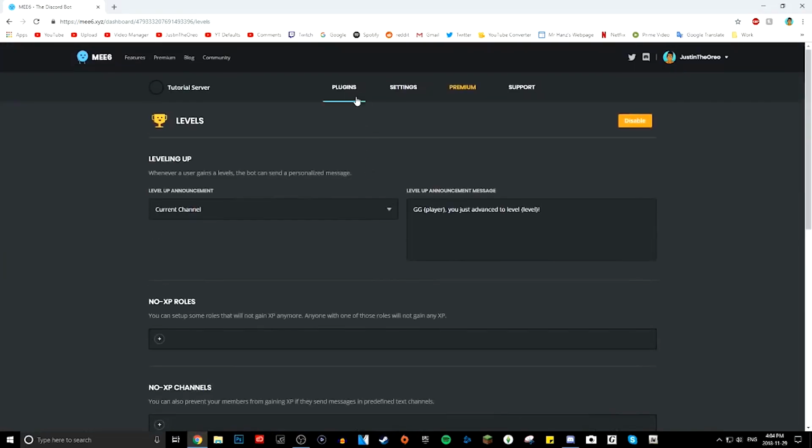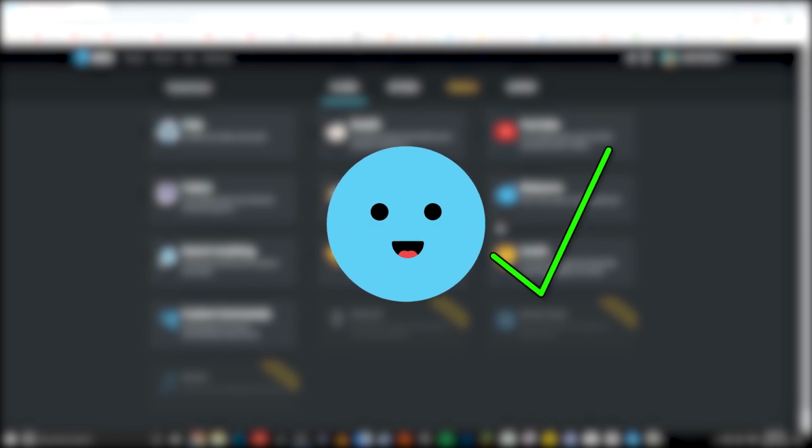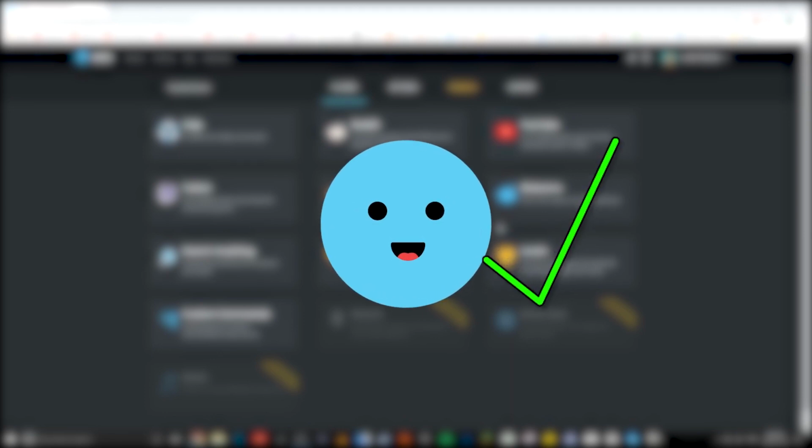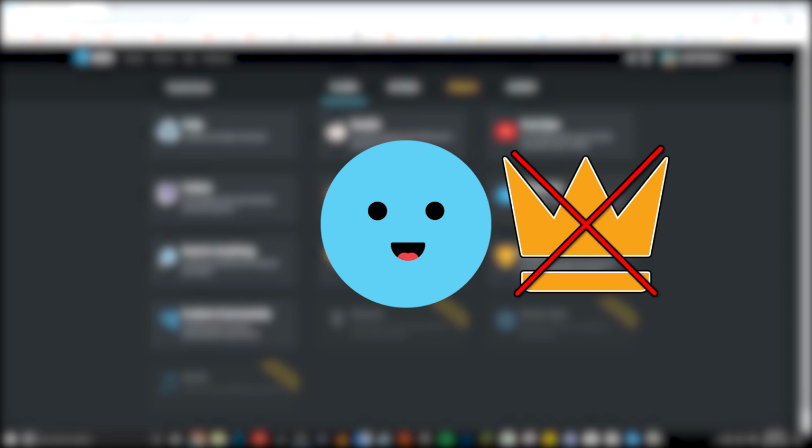I personally think Mee6 is a great Discord bot you can use to make your Discord server better, but it stops itself from being one of the best with its known flaws that people know about.